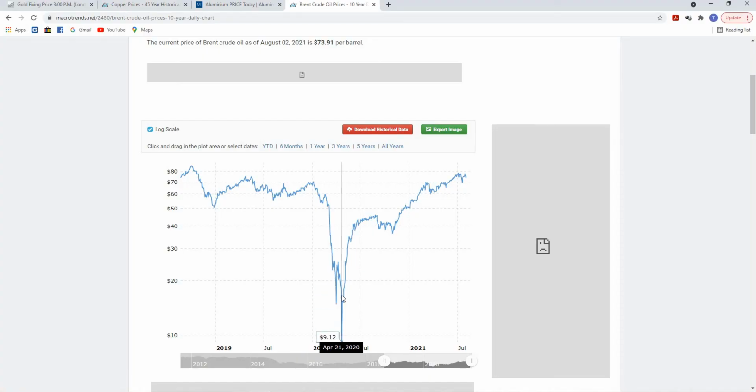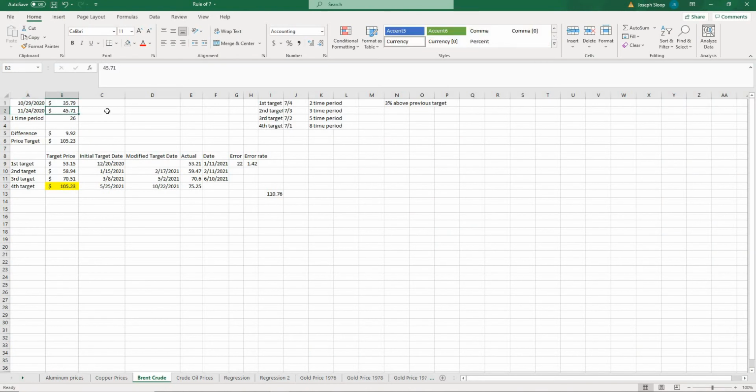So I excluded here from April 2020 its original ultimate bottoming out, and that was because of the COVID situation. So I took it from this dip right here at the end of October. Okay, so I've got it at the end of October dipping down to about 35.79. And then on November 24th, the first leg was achieved, and it rose up to 45.71, which was a 26-day time period. So that led me to a price target ultimately of $105.23. So your first target would be 53.15, and we should be seeing that toward the end of 2020.